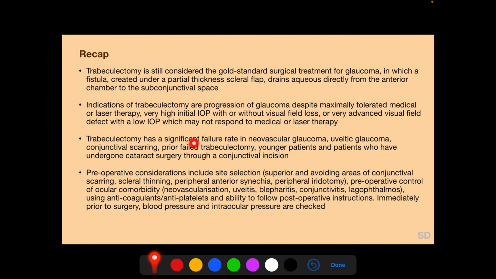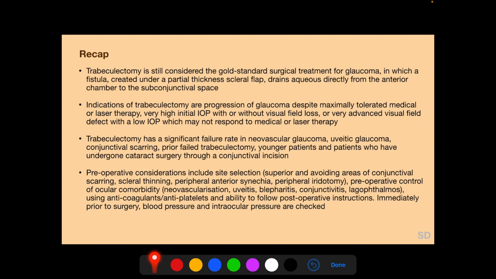Trabeculectomy has a significant failure rate in neovascular glaucoma, uveitic glaucoma, conjunctival scarring, prior failed trabeculectomy, younger patients, and patients who have undergone cataract or any other intraocular procedure through a conjunctival incision. Pre-operative considerations include selecting the site for the fistula in the superior portion of the sclera, avoiding areas of conjunctival scarring, scleral thinning, peripheral anterior synechiae, and peripheral iridotomy.